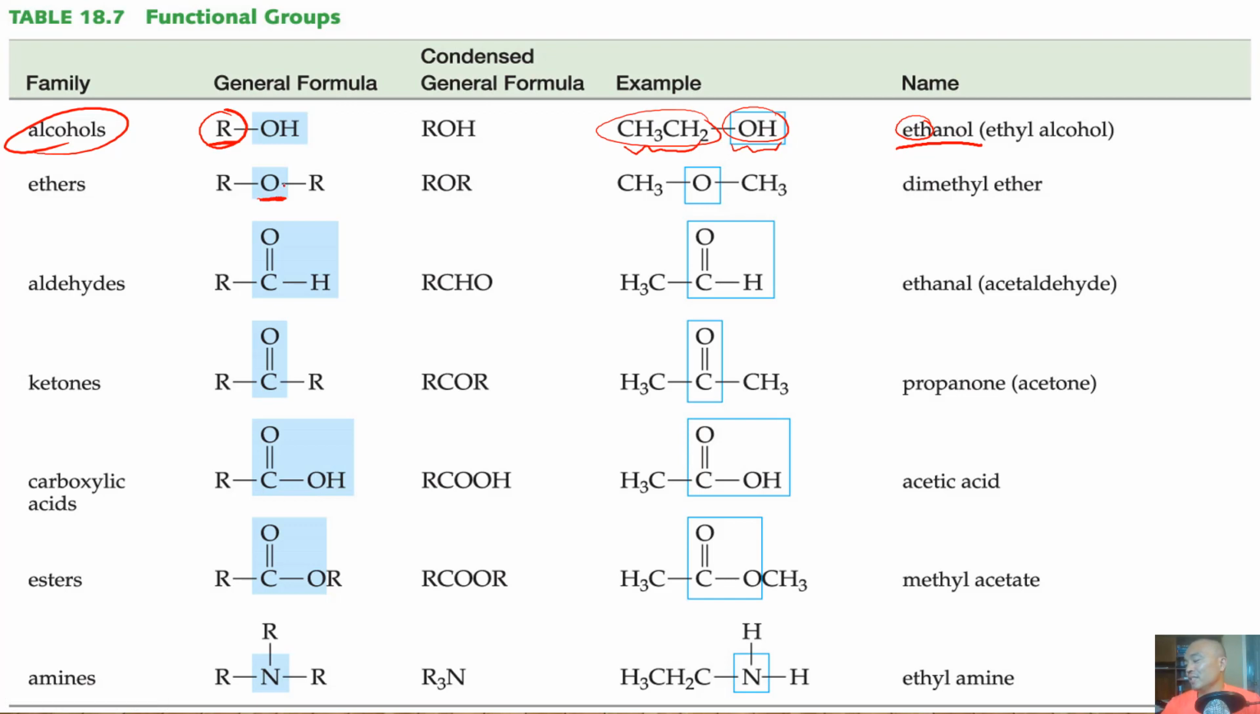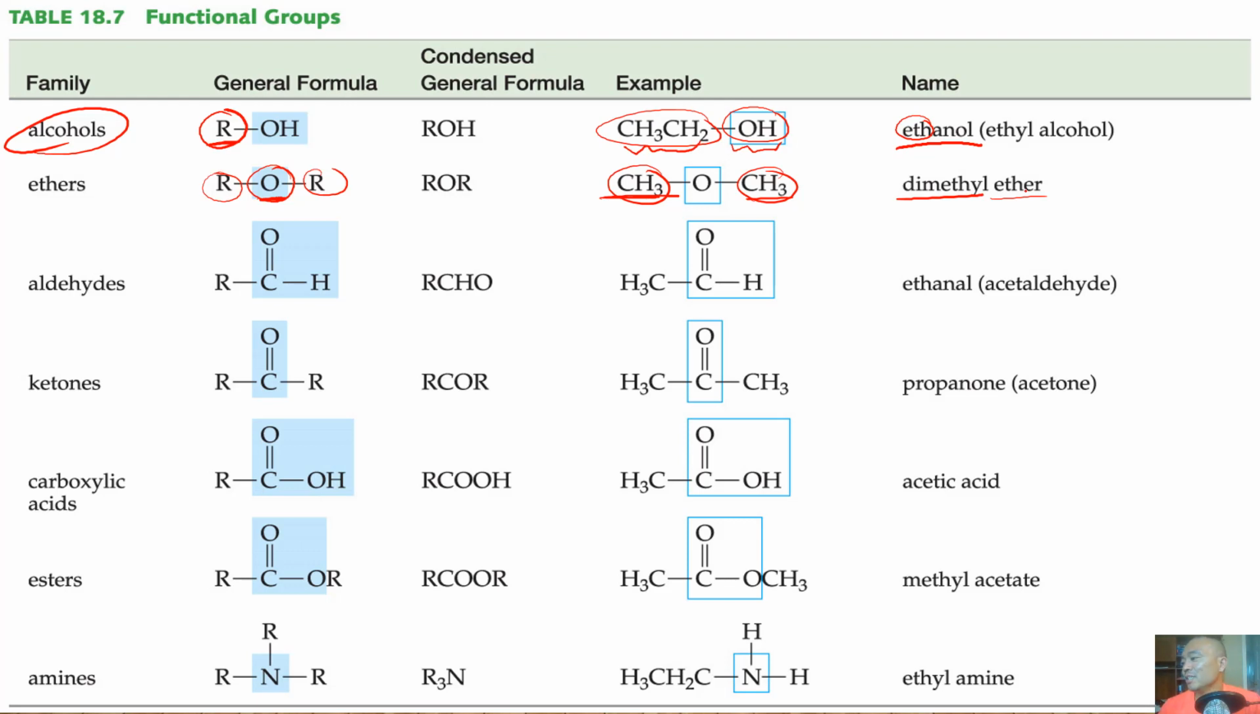Ether contains O but flanked by 2 hydrocarbons. You see hydrocarbons, hydrocarbons, and each one is a methyl group, so you call this dimethyl ether. We will not ask you to name these compounds, but we will ask you about the functional groups.